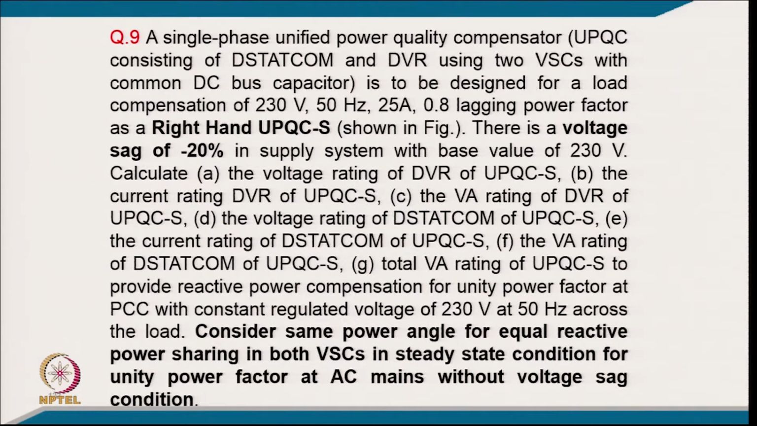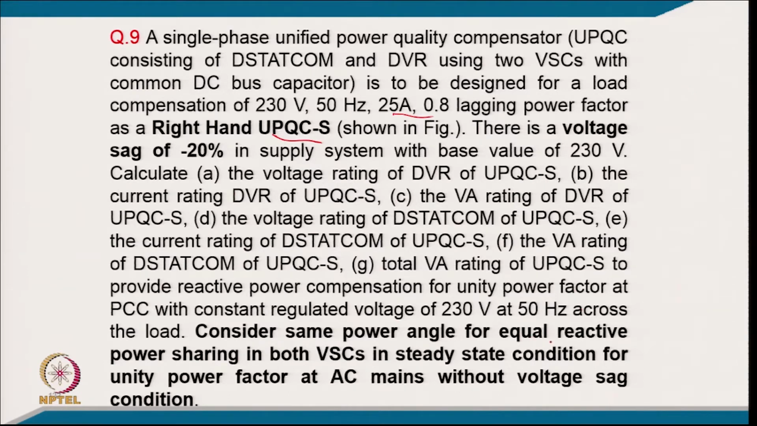consisting of DSTATCOM and DVR using 2 VSC with a common DC bus capacitor is to be designed for a load compensation of 230 volt, 50 hertz, 25 ampere lagging power factor at a right hand UPQC, and there is a voltage sag of minus 20% in supply voltage with the base value of 230 volt. Calculate the voltage rating of DVR, current rating of DVR, VA rating of DVR, voltage rating of DSTATCOM, current rating of DSTATCOM, VA rating of DSTATCOM to provide the reactive power compensation for unity power factor at PCC voltage with the constant voltage regulator across the load.